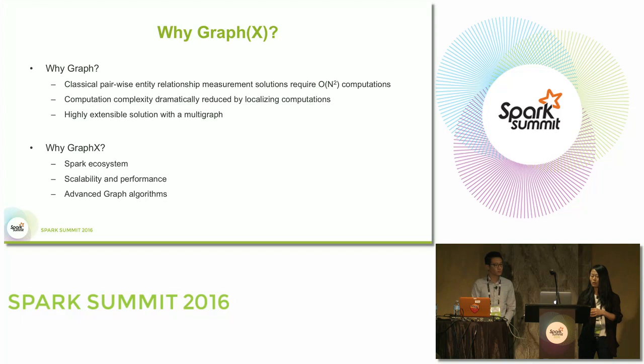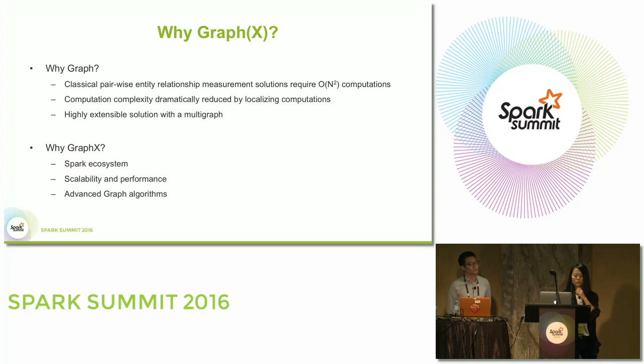So GraphX, as a parallel distributed graph computing engine, provides the scalability and performance that is required by Salesforce scale. Because at Salesforce, the data points are in the order of tens of millions. And apparently, GraphX provides a very easy to use API to instantly use all the advanced graph algorithms.